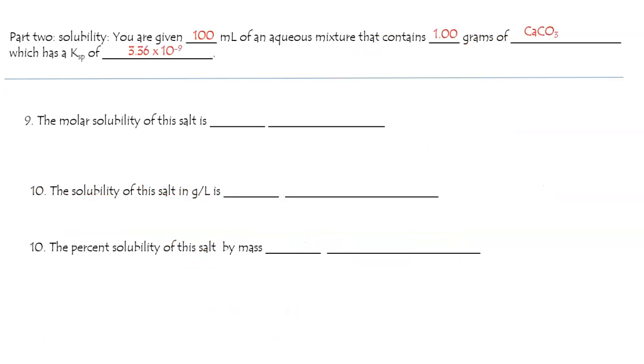Part 2 is about solubility. In this case, the student is given 100 mils of an aqueous mixture. We have to use the word mixture because it might not be a homogeneous mixture. If it was, we could call it a solution, but we're just going to call it an aqueous mixture, and it happens to have a gram of calcium carbonate in it, which has lousy solubility.